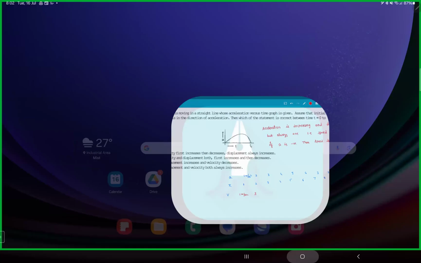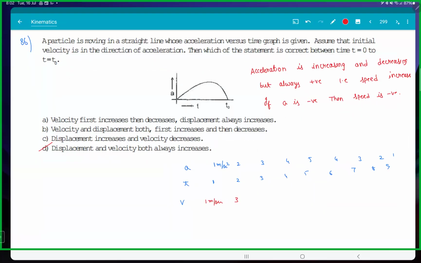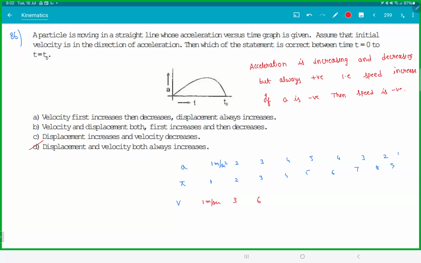Then your acceleration is 3, meaning your speed will increase by plus 3, 6. Is this making sense? Your acceleration is 4 for 1 second, meaning your speed will increase by 4 units more. 6 plus 4, 10. Then it will become 15. Then it will become 19. Then it will become 22. Then it will become 24. Then it will become 25. Did you observe one thing? Speed is always increasing. It is not increasing as fast as before.